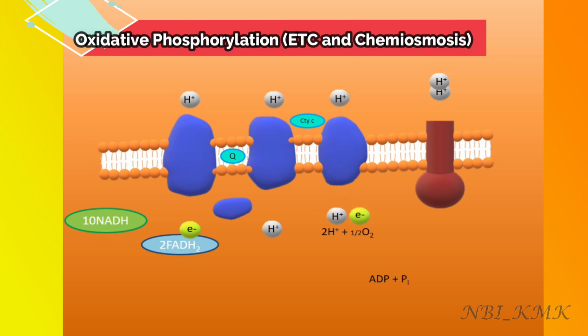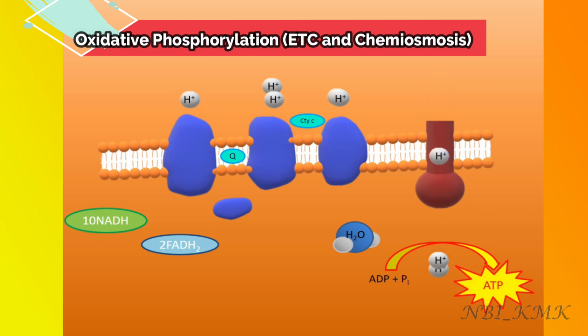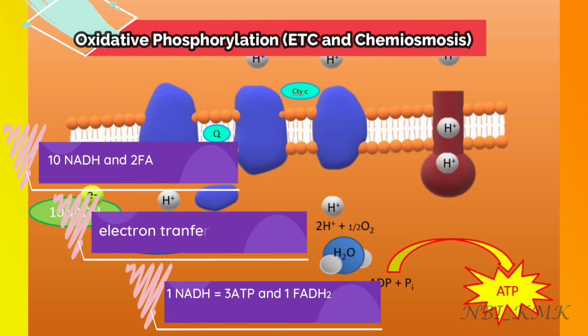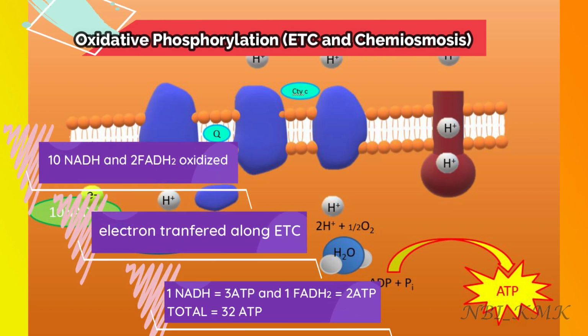Electrons will be transferred from one protein complex to another along the ETC. At the same time, when electrons are transferred, H+ will be pumped into the intermembrane space, and the final electron acceptor is oxygen. The movement of hydrogen ions back through the ATP synthase will phosphorylate ADP to become ATP. So the total ATP produced from oxidative phosphorylation is 32 ATP.